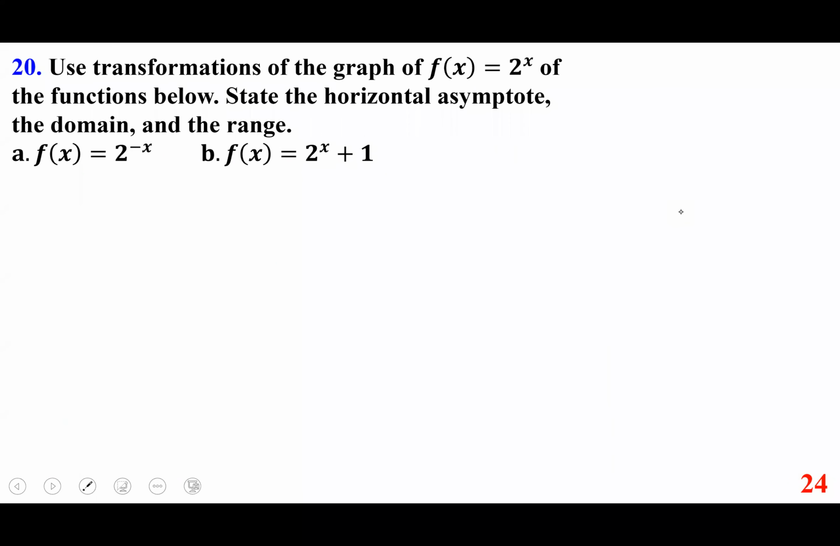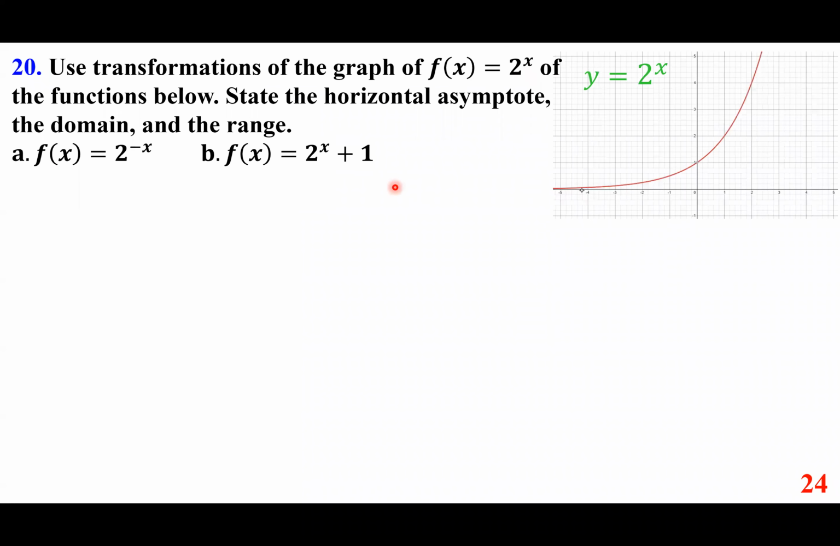We want to use transformation for the basic function y or f of x equals 2 to the power of x and arrive at these two. And of course, we want to discuss the asymptotes, domain, range, so on and so forth. So we start with the basic function looking like that. Remember, when the base is larger than 1, generally speaking, it looks like that, and it has a y-intercept of 0, 1.